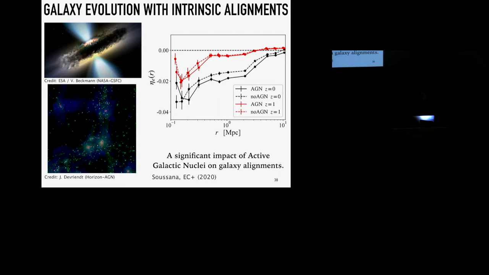And so we went after this in the simulations, and we found that indeed a universe with AGN, the black curve, has much more alignment than the universe without AGN, which is the dashed curve. In principle, this alignment pattern could be used to connect to the physics of the AGN. We're now thinking about ways of furthering this and constraining it with current data, but I think it's one of the avenues that we can learn about galaxy evolution from intrinsic alignments.